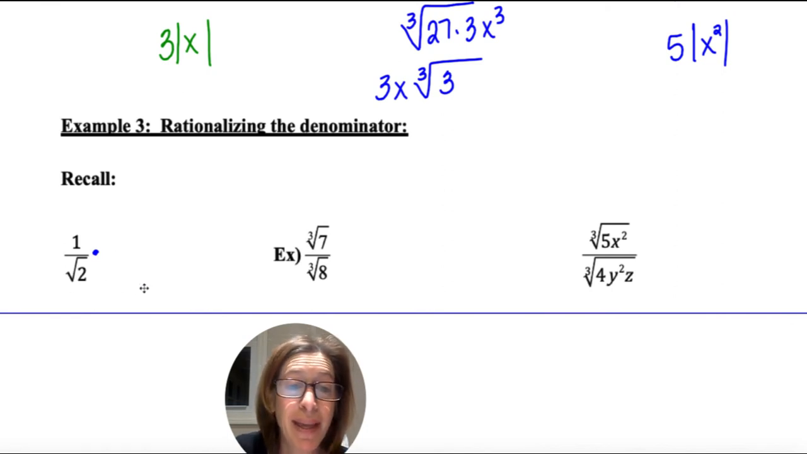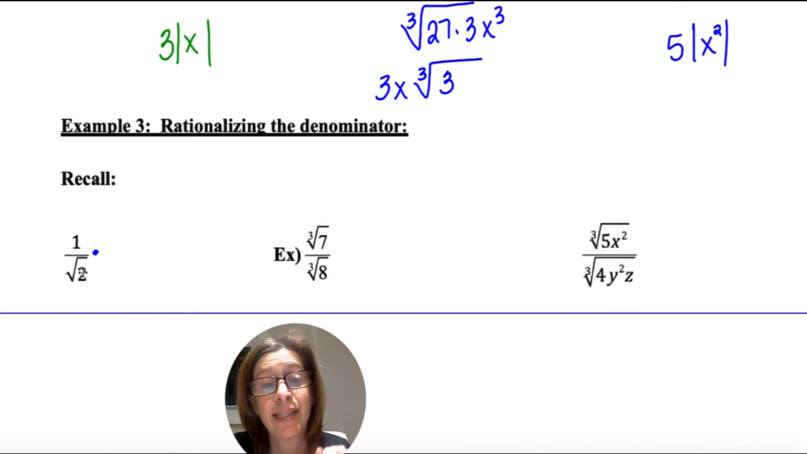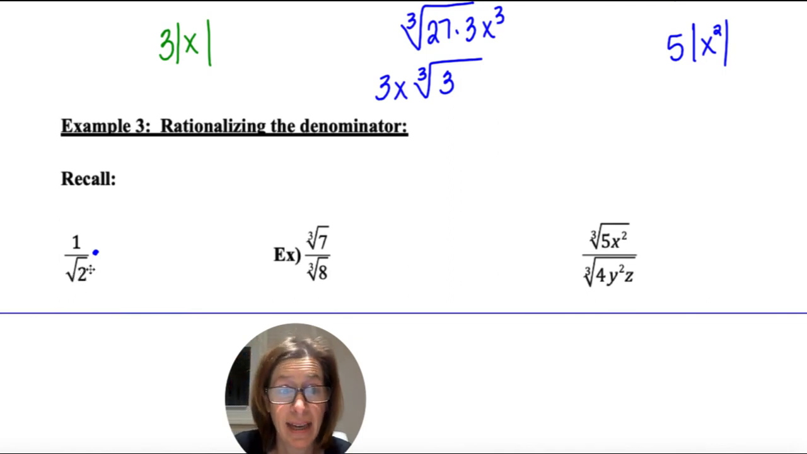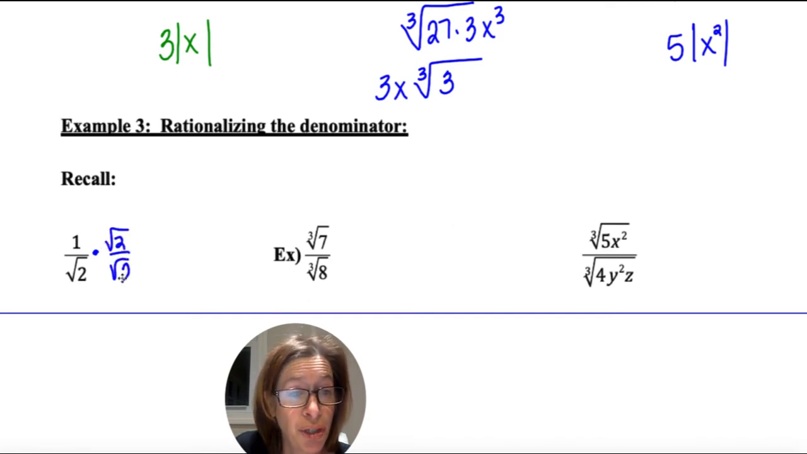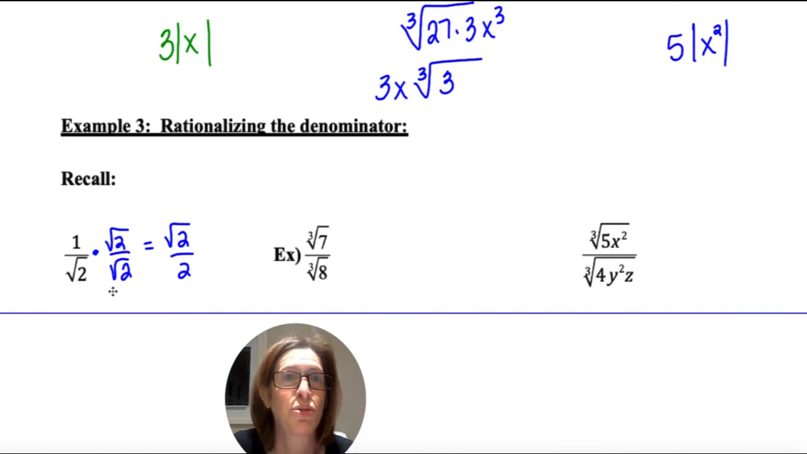To do that, we need to make the bottom a real number. The only way to make the bottom a real number is to multiply to get rid of the radical. So to get rid of a root 2, I actually have to multiply by root 2 over root 2, giving me root 2 over 2. Why? Well, root 2 times root 2 is root 2 squared, which is 2. So that will give me that real number.